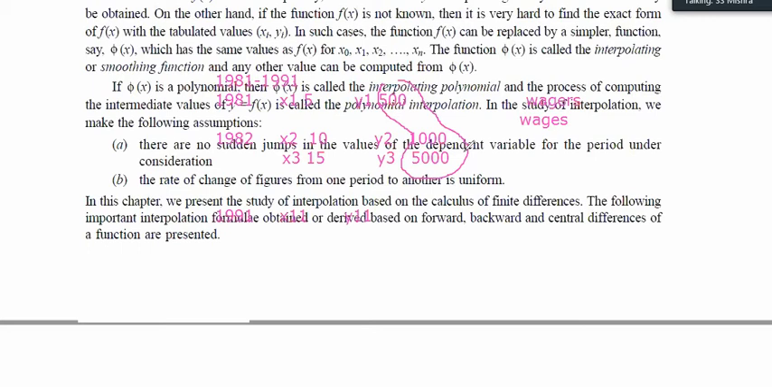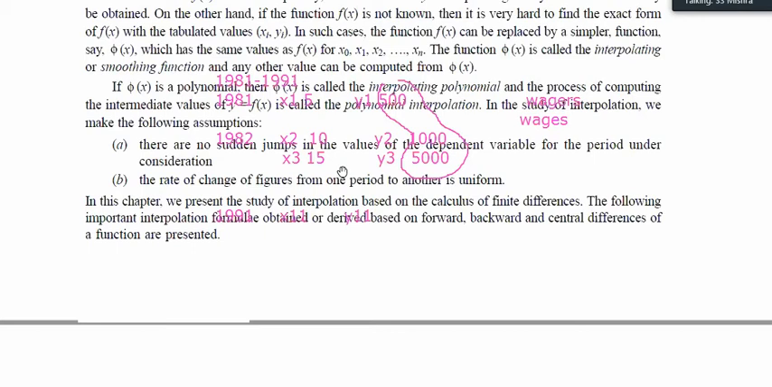Therefore, there are certain assumptions which are compulsorily imperative to lay down. So the assumptions to be laid down are, the first assumption: there are no sudden jumps or change in the values of the dependent variable for the period under consideration. Number one.